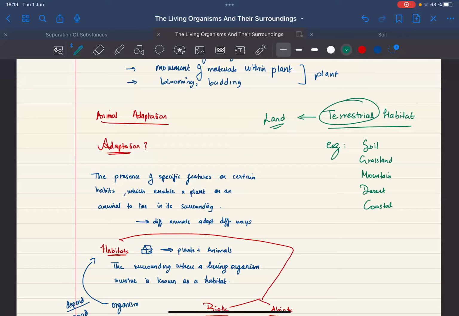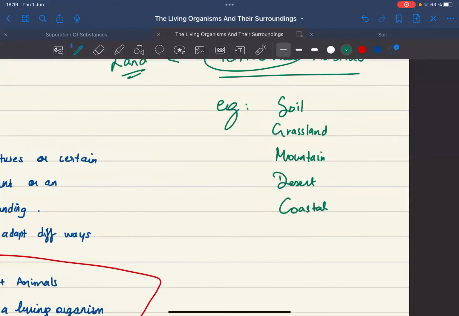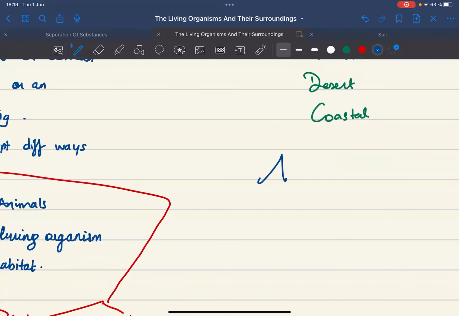The water which you said will come under another habitat, which is called aquatic habitat. I think aquatic habitat means habitat in water. Yes. The habitat of plants and animals that live in water are called aquatic habitats. Give me examples.